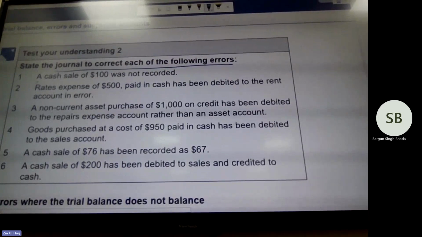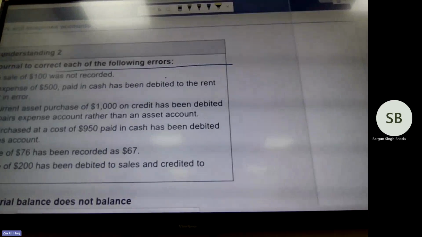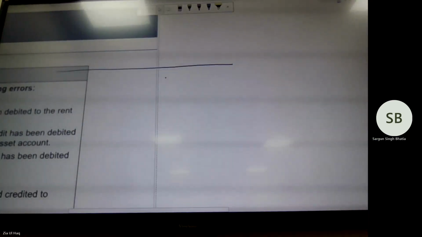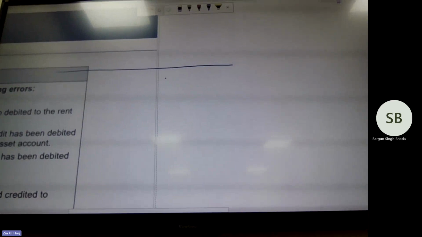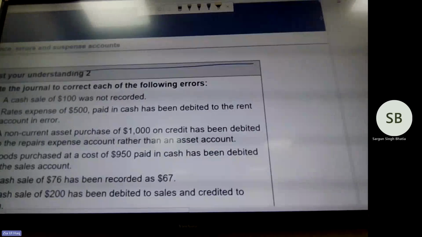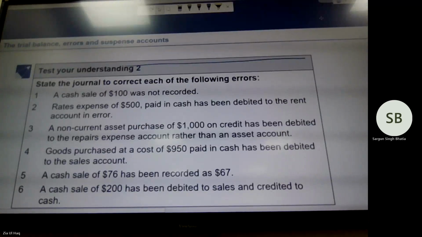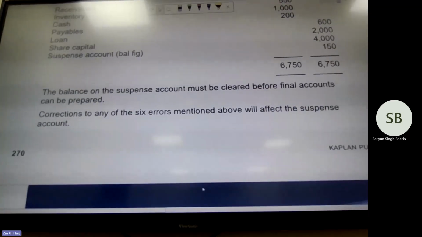What is number 1? A cash sale of 100. What is the accounting entry of a cash sale? Cash debit, sale credit. The cash sale was not recorded, meaning we missed recording this entry.